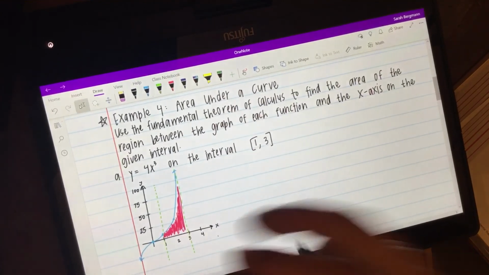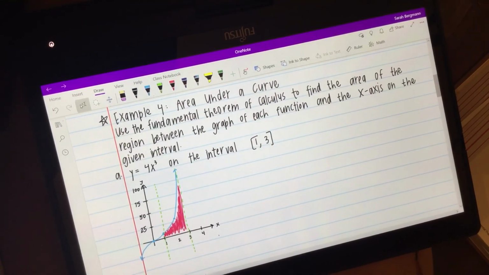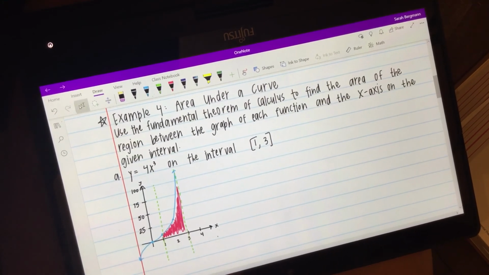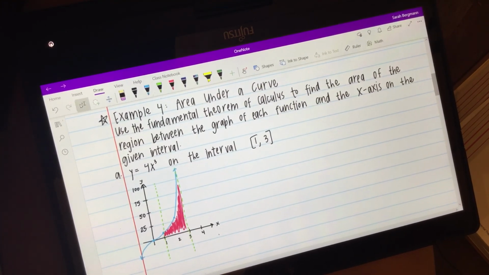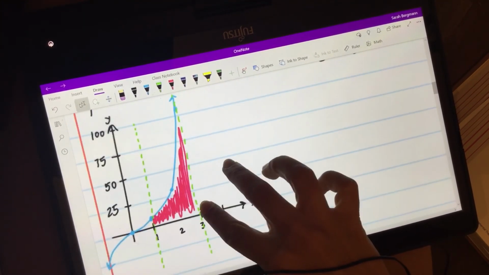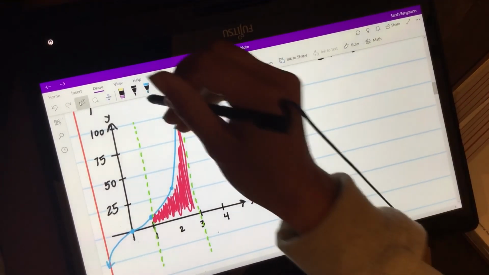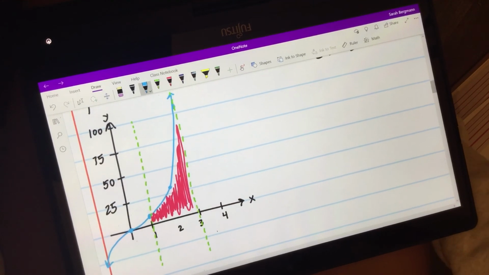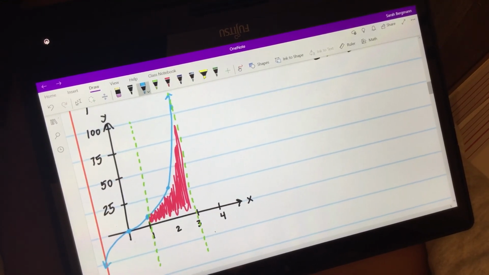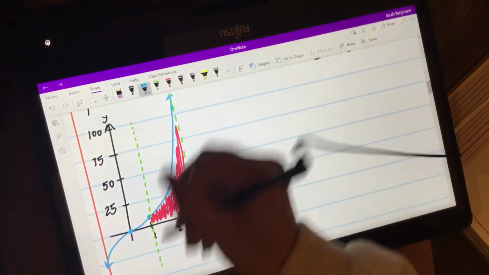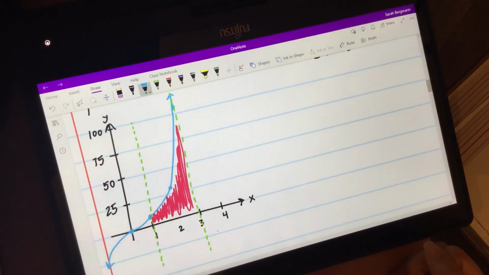This example says, use the fundamental theorem of calculus to find the area of the region between the graph of each function and the x-axis on the given interval. This one is y equals 4x cubed on the interval 1 to 3. So I've already graphed the function, which is a good idea. I would highly recommend sketching it out at least on your paper so that you have an idea of what you're working with. And I also already highlighted the region from 1 to 3 on the x-axis.